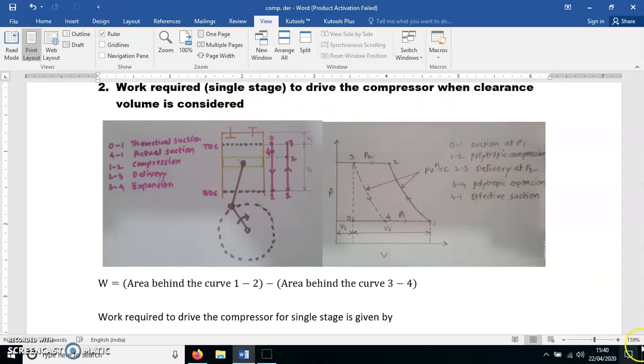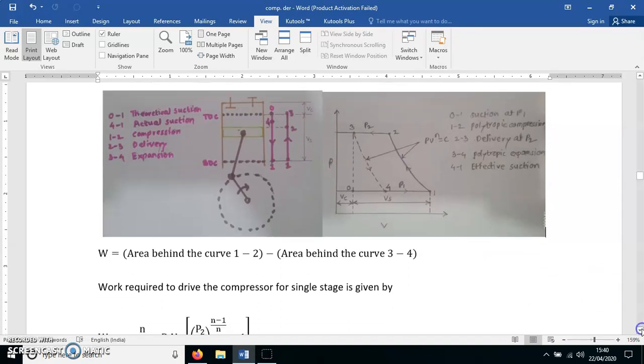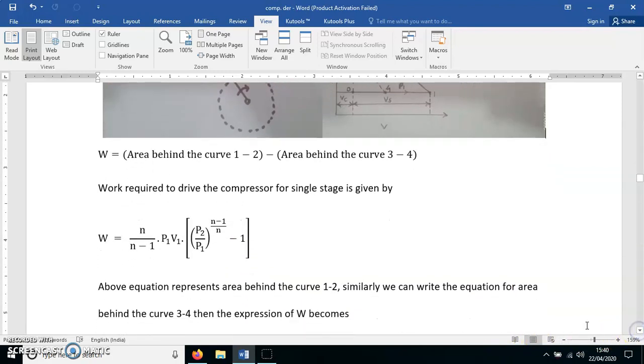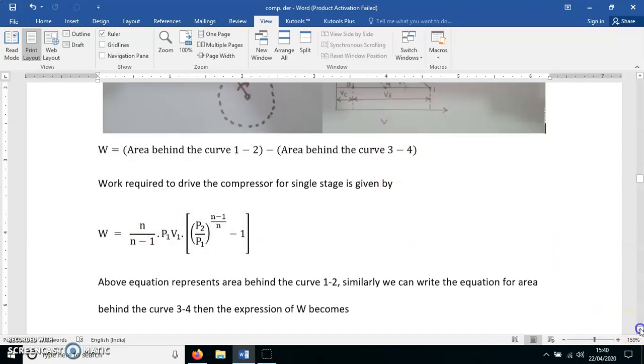Now just leave the figures, we will proceed with the derivation. The area behind the curve 1 to 2 you have already derived in the last lecture. What is that? W equals n upon n minus 1 P1 V1 in bracket P2 by P1 raised to n minus 1 upon n, minus 1. So we are taking the reference of the previous derivation. As you know this for process 1 to 2, similarly you can write the same expression for 3 to 4. How are you writing this?